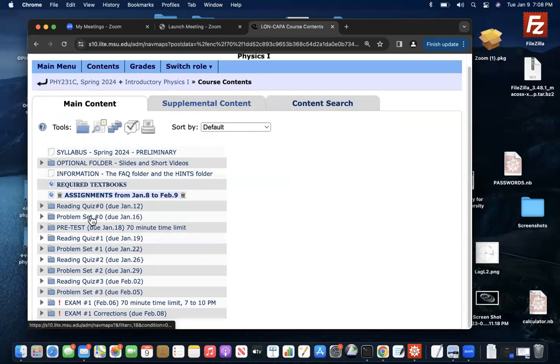Now, where are all those assignments? Right here. Here are the assignments. So let's look at the first assignment. It's called Reading Quiz 0. It's due Friday.